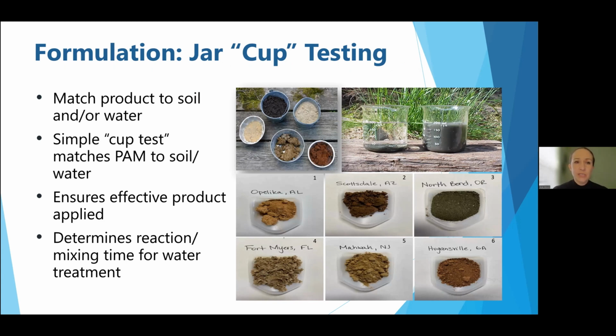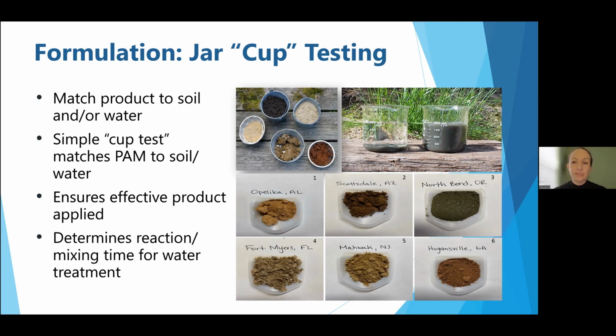So formulation, again, it's one of those fundamentals to make these materials work effectively. As I mentioned, there's hundreds of different types of anionic PAMs. There's different charges, different molecular weights, different sizes. So what we do is a very simple screening level test, and we take the soil or water from a site, and we match the specific product to that site soil and water, and make sure that product is going to react so that it works effectively.